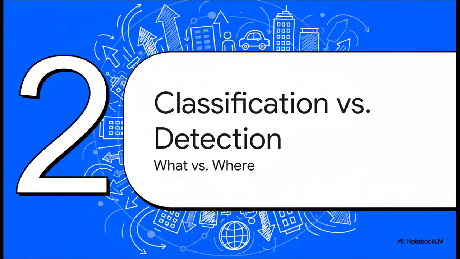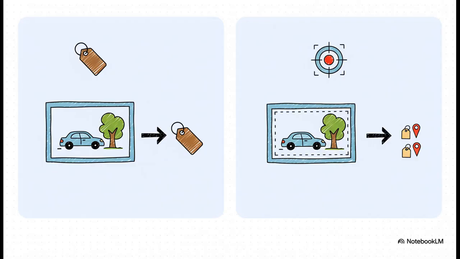Right. So how do we get from just what to what and where? How do we combine those two ideas to build something way more powerful? Well, that's where object detection comes into play. And here's the difference, laid out side by side. It's really simple when you see it like this. On one hand, you have image classification, which is totally focused on the what. But then you have object detection. And that's the game changer, because it adds that critical second piece of the puzzle, the where.